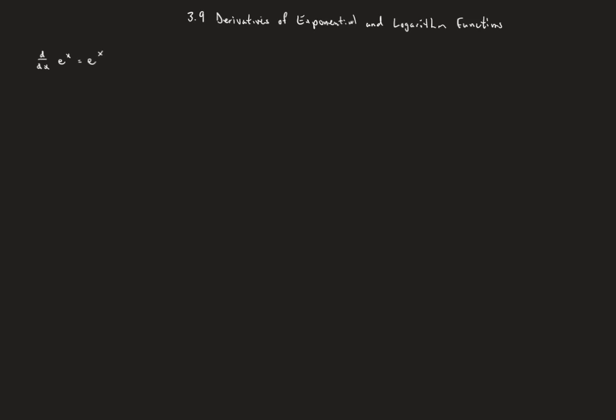So here we talk about derivatives of exponential and logarithm functions. Starting with our favorite derivative, the derivative of e to the x is just e to the x. Then from there, we can use that to figure out what is the derivative of a to the x, where a is anything, not necessarily the e.